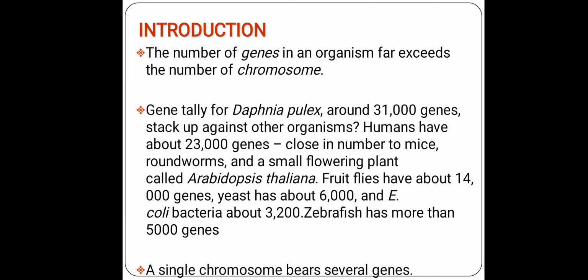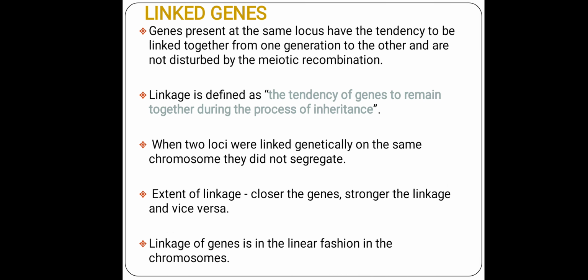Fruit flies have about 14,000 genes, yeast about 6,000, and E. coli, which is a bacteria, has about 3,200, and zebrafish has more than 5,000 genes. So, a single chromosome bears several genes.